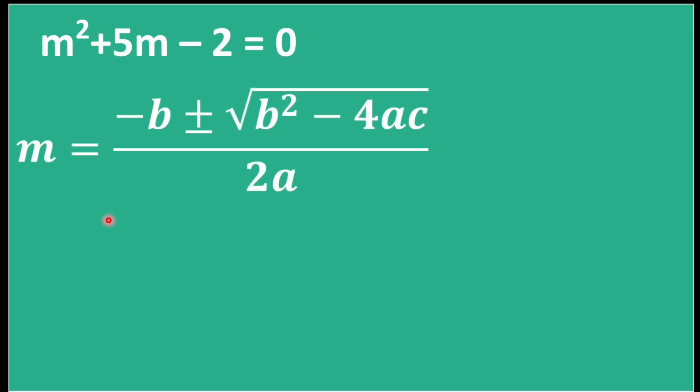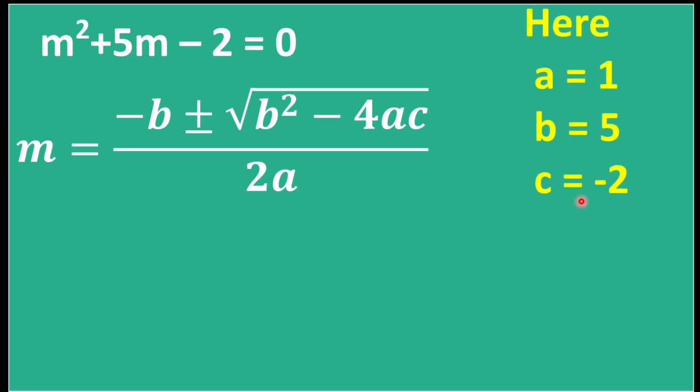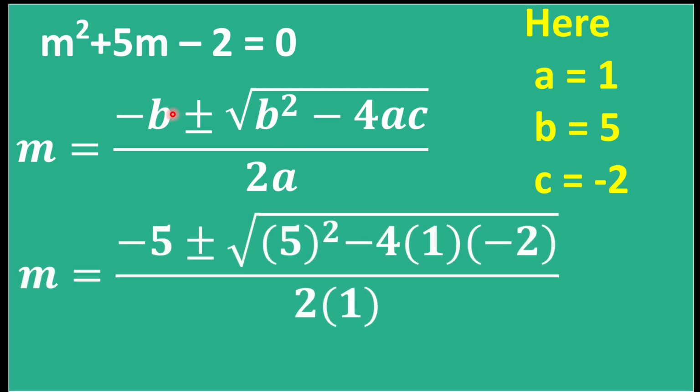According to the quadratic formula, we have m equal to minus b plus minus square root of b square minus 4ac divided by 2a. And here we have a equal to 1, b equal to 5, and c equal to minus 2. So a equal to 1, b 5, and c minus 2. And then we will put these values in this quadratic formula.